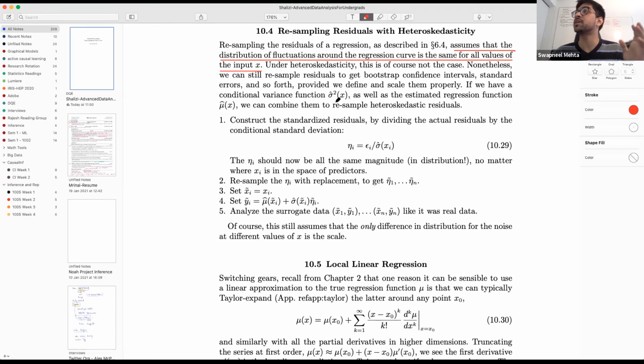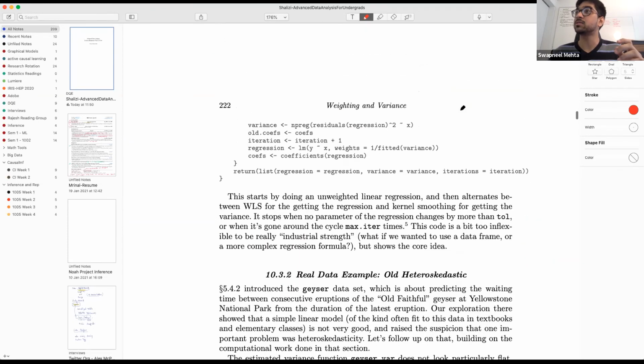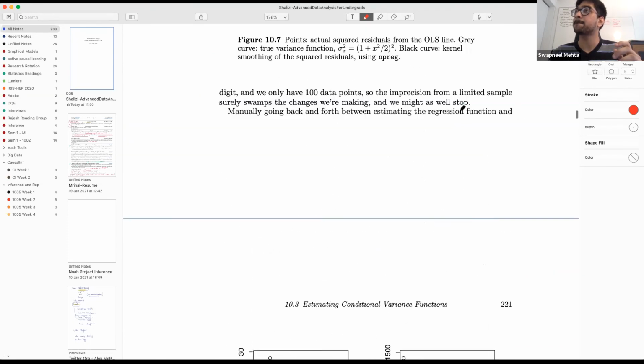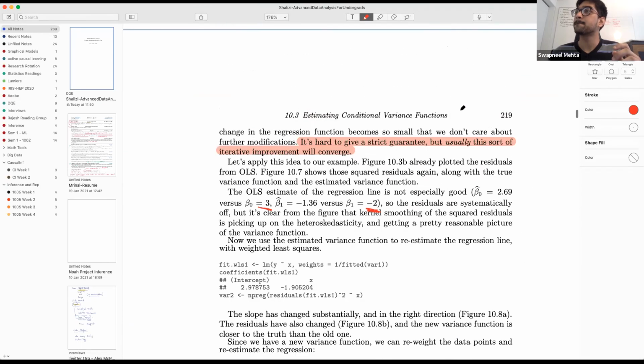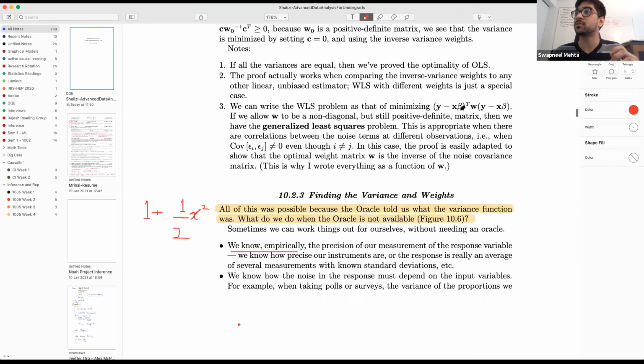If we have a conditional variance function as well as the estimated regression function, we can combine them to resample heteroskedastic residuals. So what he's saying is, before, what we did in this, I guess I covered that at once as opposed to waiting for this.